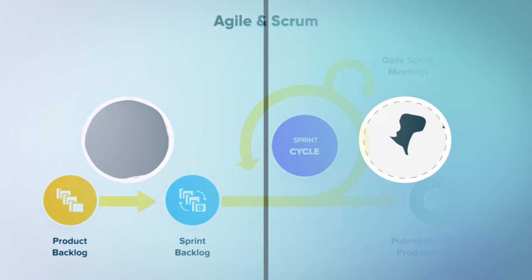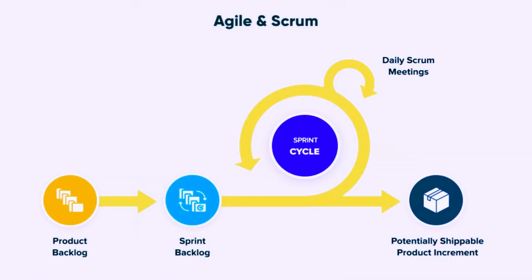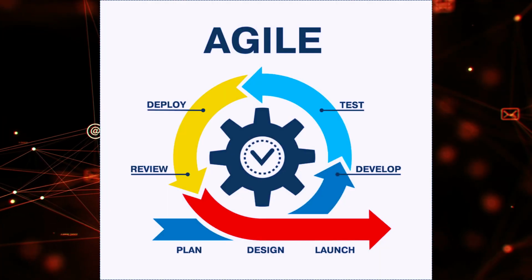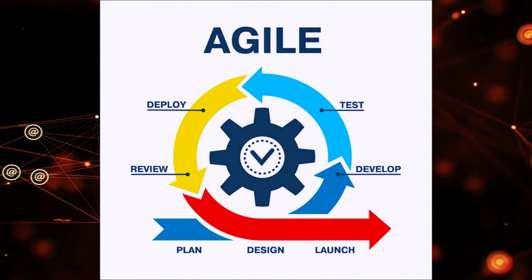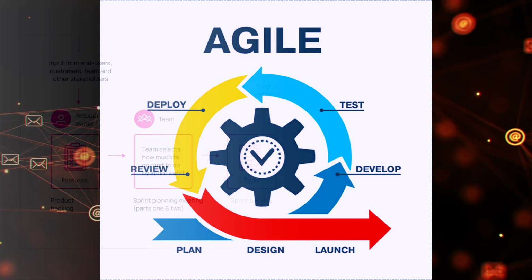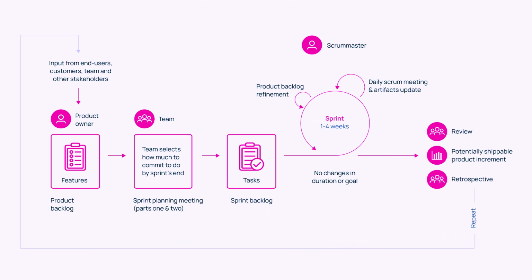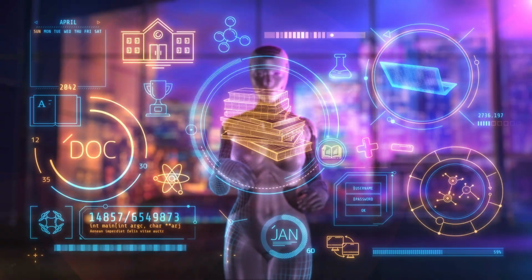2. Agile Model and Scrum. Agile is an iterative and incremental approach to software development that emphasizes flexibility, collaboration, and customer feedback. It focuses on delivering working software in short, iterative cycles known as sprints. The Agile model typically involves key practices like iterative development, continuous integration, test-driven development, and customer collaboration. Scrum is a type of Agile framework.